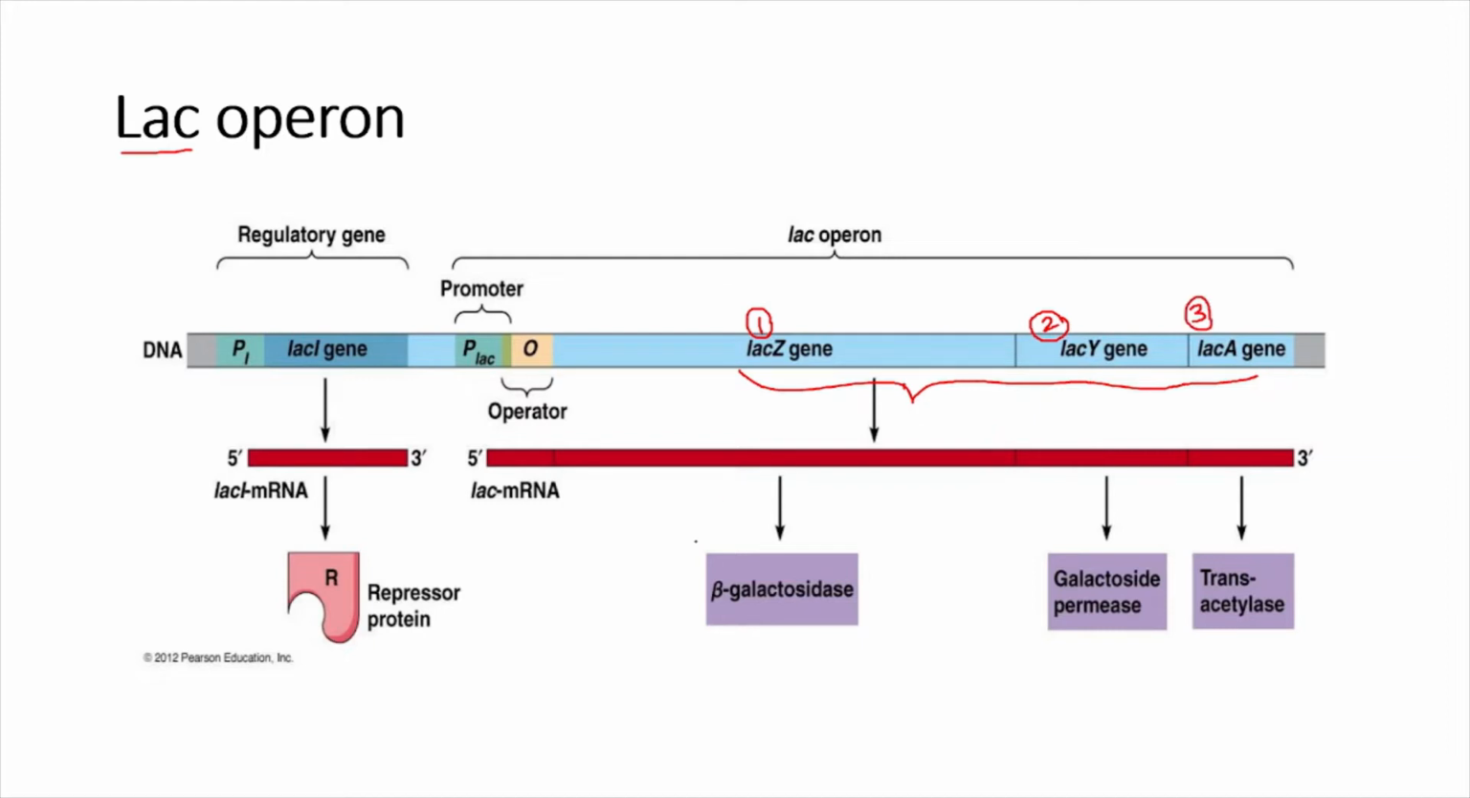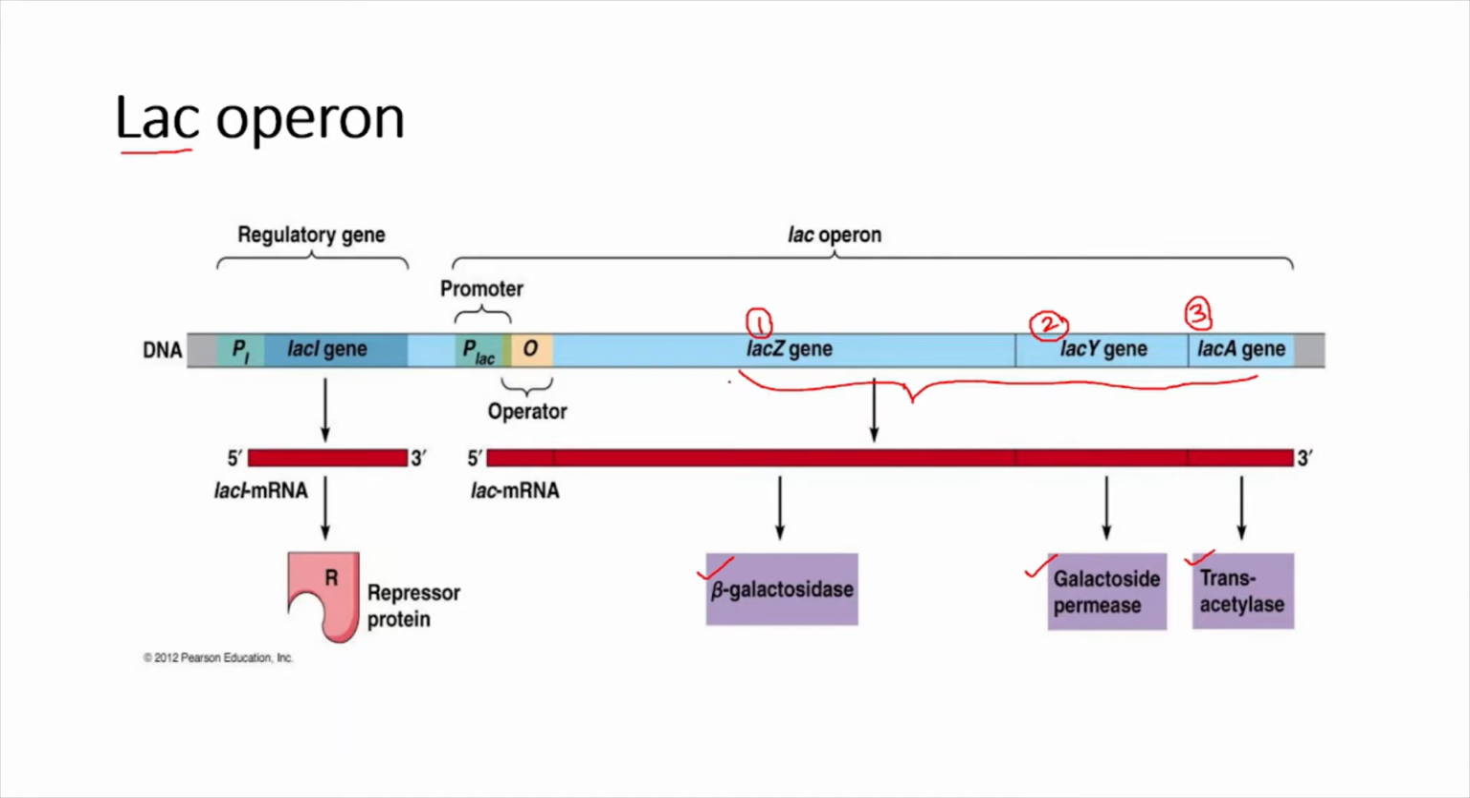Now the beta galactosidase enzyme coded by LAC-Z gene is important for the breakdown of lactose. This galactoside permease encoded by the LAC-Y gene is important for the entry of lactose into the bacterial cell. And the third, this transacetylase enzyme encoded by the LAC-A gene, is an enzyme transferring an acetyl group from acetyl-CoA to galactosides, lactosides or glucosides.